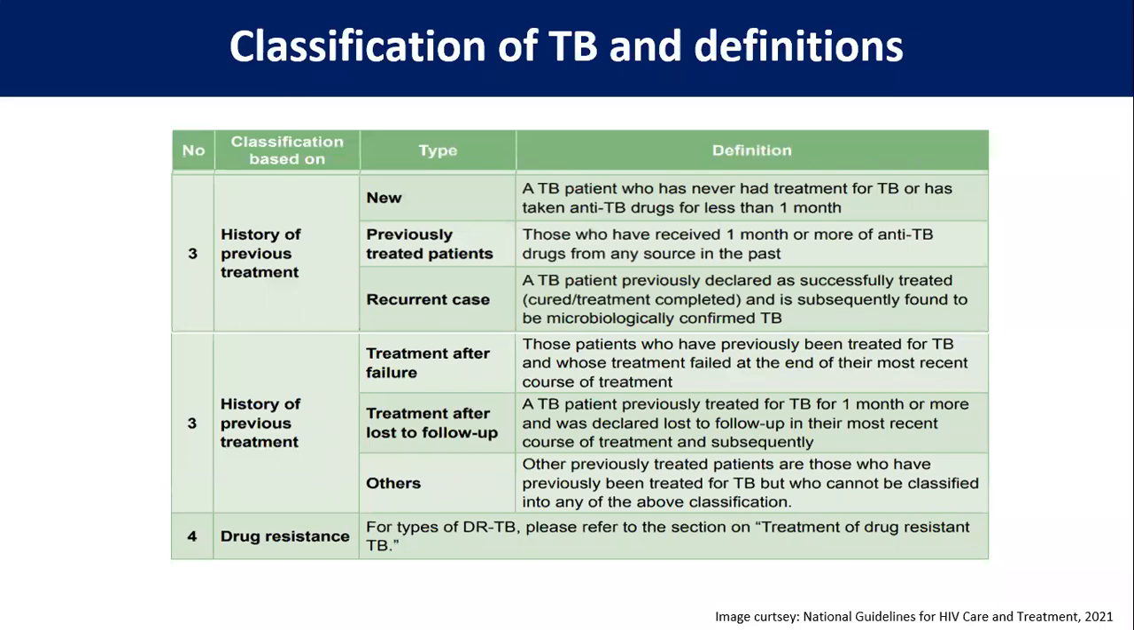And previously treated patients are those who received treatment for tuberculosis for 1 month or more in the past. A recurrent case is one where a previously treated patient was declared successfully treated, cured, or the treatment outcome was treatment completed, and the patient subsequently is found to develop microbiologically confirmed TB. Here, the important thing is that the patient has to be microbiologically confirmed TB. Otherwise, if the patient is not microbiologically confirmed, but on the basis of clinical and other investigation findings we find that the patient has clinically diagnosed TB, then the classification would be others. It will not come under recurrent case.